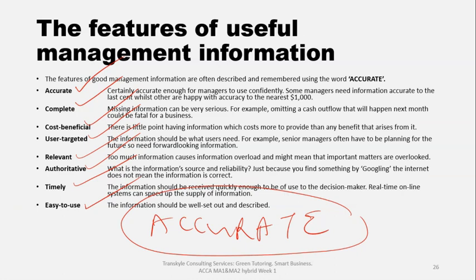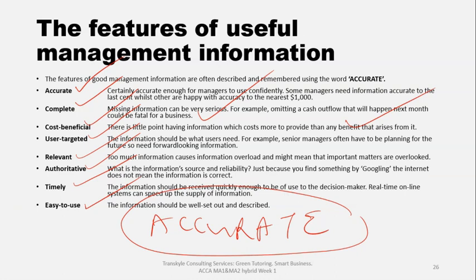The information should be complete, which means that missing information can be very serious. For example, omitting a cash flow that will happen next month could be fatal for a business. The information should be cost beneficial. There is little point having information which costs more to provide than any benefit that arises from it. The information should be user targeted, which means it should be what users need and nothing else.